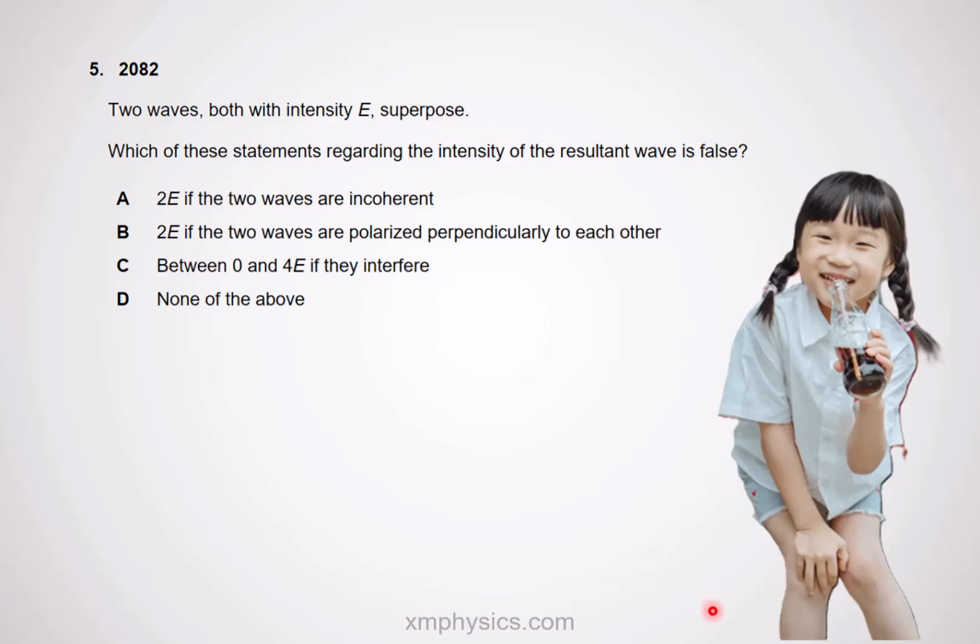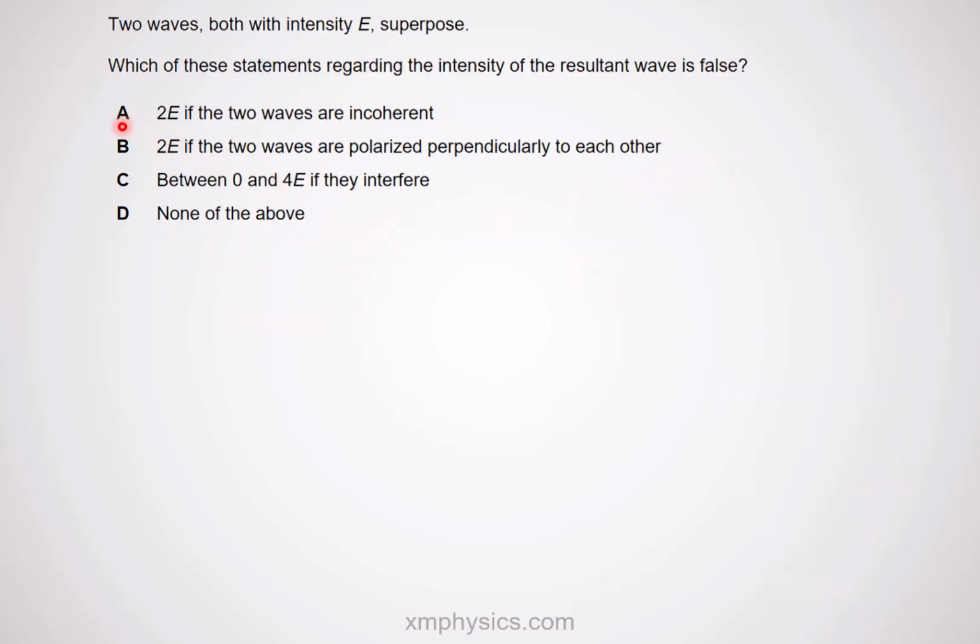Like yesterday, I was having lunch at a coffee shop when this little girl suddenly asked me to explain this question to her. This question is about the interference of two waves, both with intensity E. And we're asked which of these statements is false. Let's look at option A first.